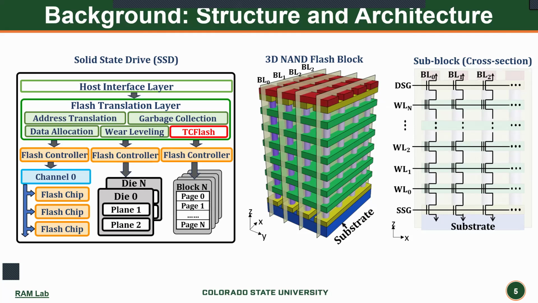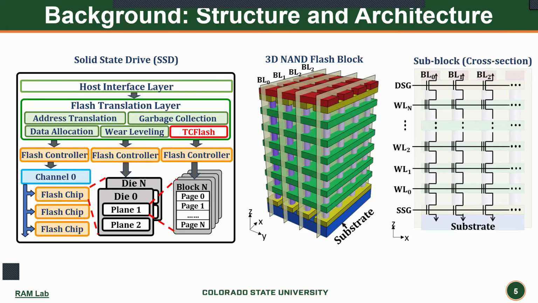So if we start with a little bit of background from a top-down approach, a commodity SSD has multiple important components. At first, the host interface layer that creates the interface between the SSD and the host computer. Then the flash translation layer that handles garbage collection and address translation. And then the flash controllers in different channels with different flash chips. In each of the flash chips, there are multiple dies with multiple planes, and each of the planes consists of multiple blocks with multiple pages.